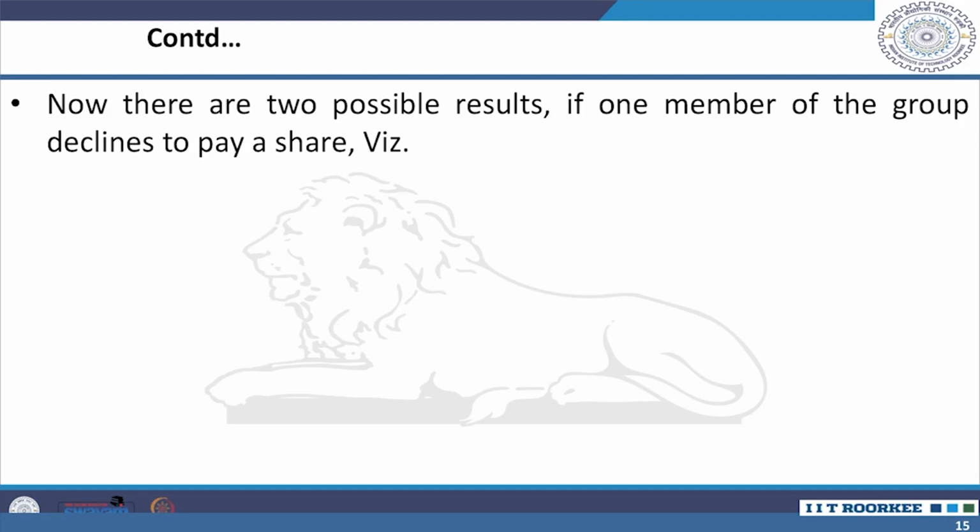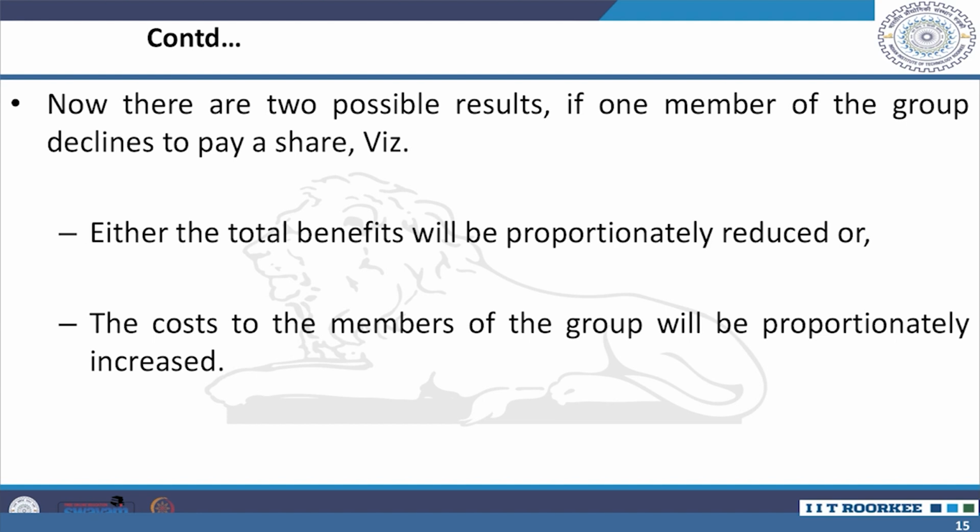If one member of the group declines to pay a share, then what will happen? Because sometimes we are also facing this situation, and largely in group behavior, the members want to free ride. So, if a member declines to pay their own share, what are the possible scenarios? Either the total benefits will be proportionately reduced, or the cost to each of the members of the group will be increased proportionately, because one is not paying.